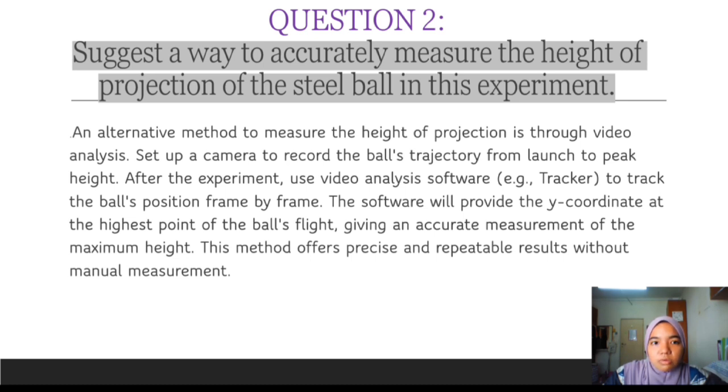Next question. Suggest a way to accurately measure the height of projection of the steel ball in this experiment. An alternative method to measure the height of projection is through video analysis. Set up a camera to record the ball's trajectory from launch to peak height. After the experiment, use video analysis software such as Tracker to track the ball's position frame by frame. The software will provide the y coordinate at the highest point of the ball's flight, giving an accurate measurement of the maximum height. This method offers precise and repeatable results without manual measurement, which can reduce human error.